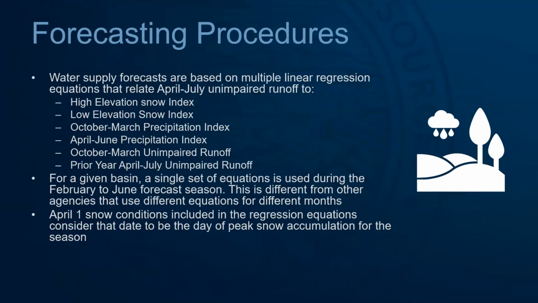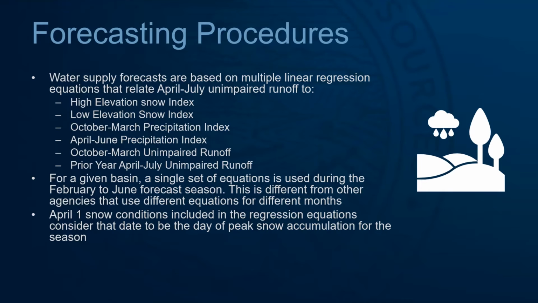So now, stepping back and peeling back the curtain here. The forecasting procedures are statistical models. They're based on multiple linear regression, and the variables that we introduce into it are a high elevation snow index, a low elevation snow index, and a lumped precipitation parameter. So it's an October through March precipitation index, and another lumped precipitation index for the April through June period. And then for runoff, we're introducing an October through March runoff. And then for antecedent conditions, we're looking at the prior year's April through July runoff.